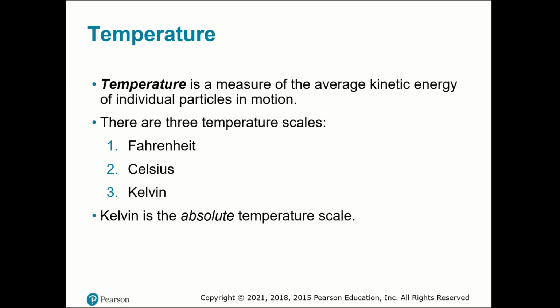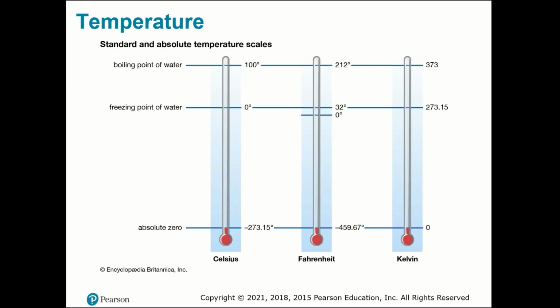So there are 3 temperature scales: Fahrenheit, Celsius, and Kelvin. And Kelvin is the absolute temperature scale. We don't have negative values for Kelvin. So this is why we call it absolute zero. Okay.